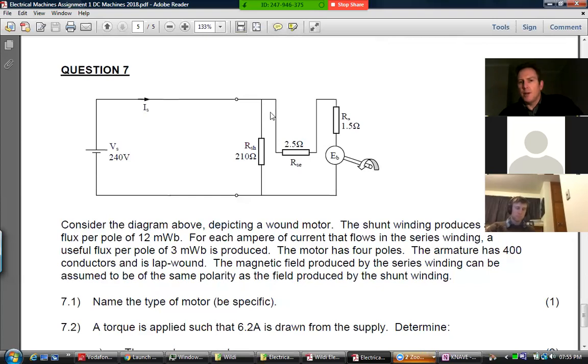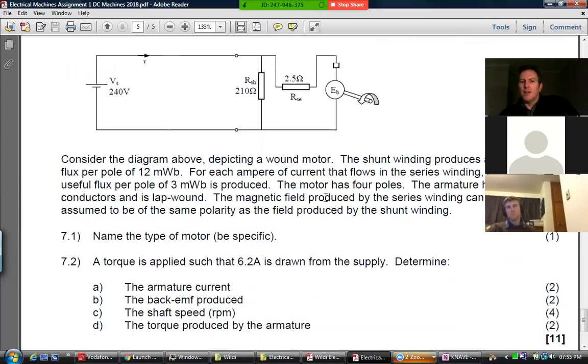But this guy, depending on how many amps get sucked through here, which depends on your torque, extra magnetism gets produced in this winding. Each amp that gets sucked through here, you get an extra 3 milliwebers. So you've got to take the effect of both of those fluxes together. They need to add effectively.